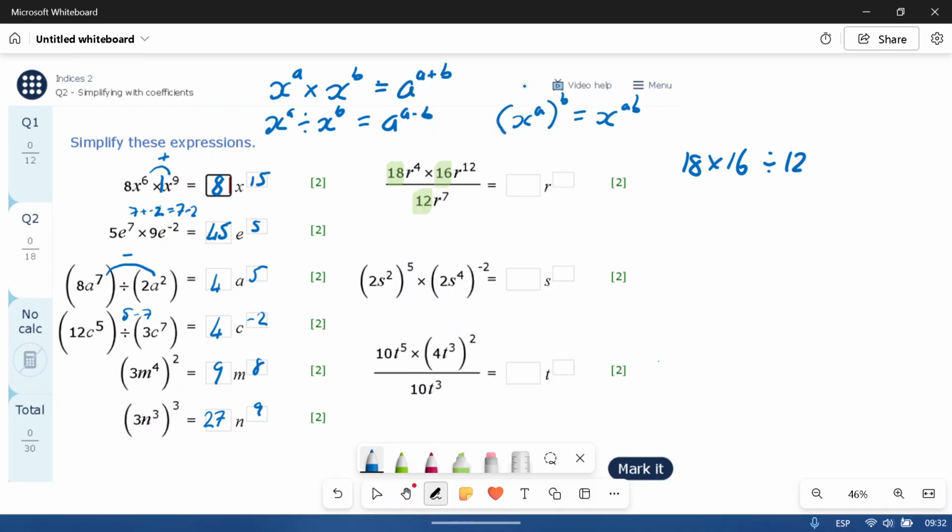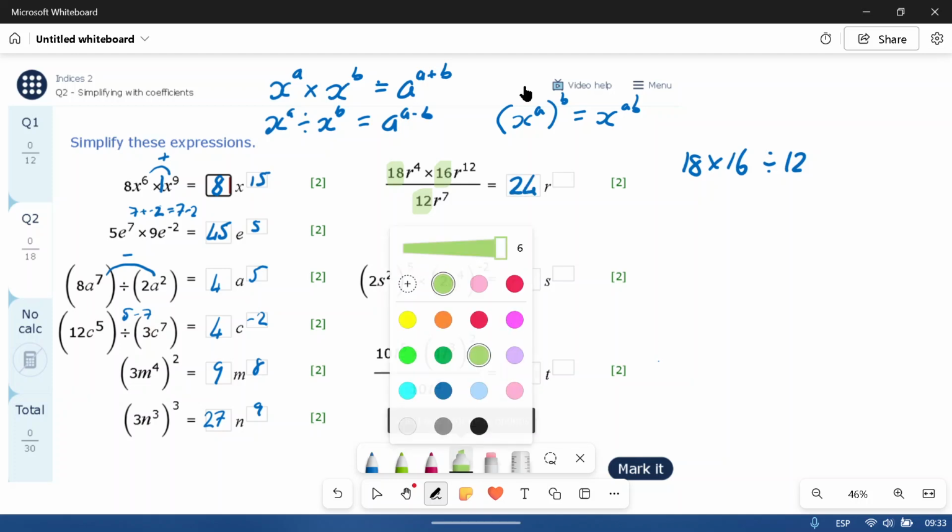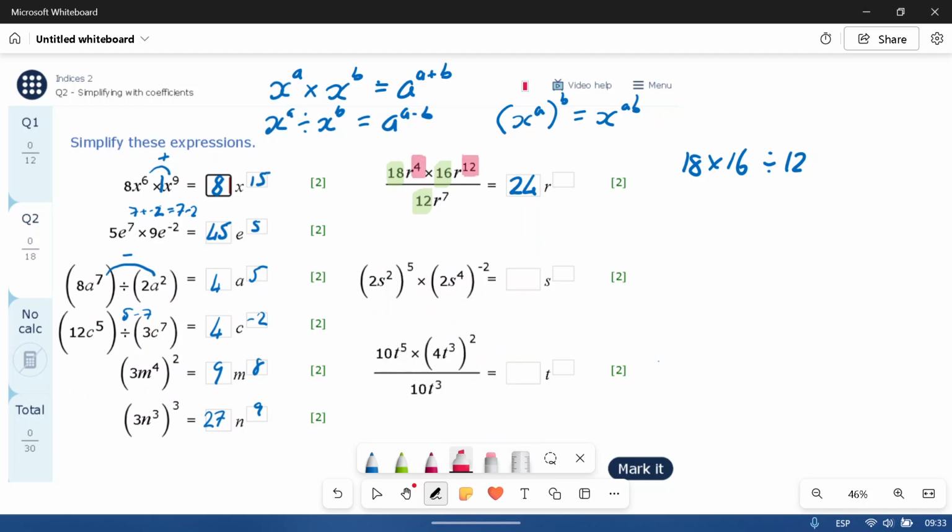That gives us 24. Then, let's change color here. We need to deal with the indices. Okay, so let's do this in red. So we got the 4 and the 12, and that is the first rule. With the indices, we need to add them. So 4 plus 12. And then it's being divided, and there's a 7, so then we need to subtract the 7. Okay, so what will this 4 plus 12 being 16 minus 7 is 9.